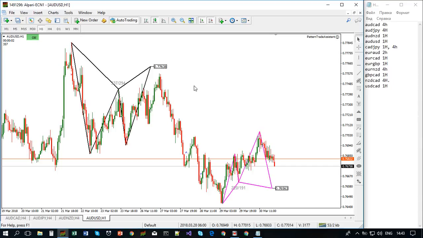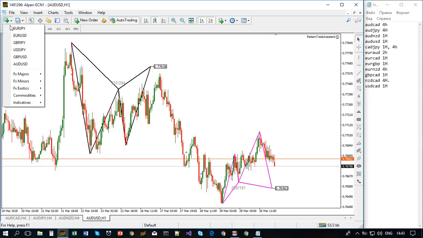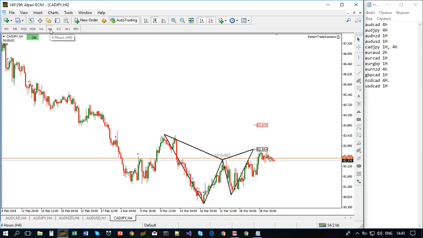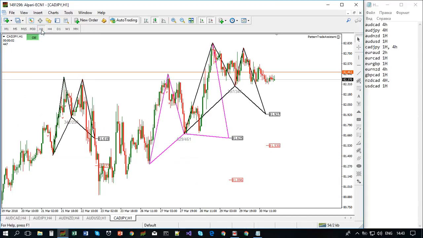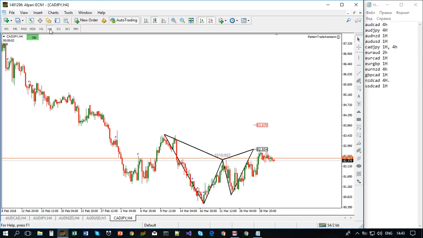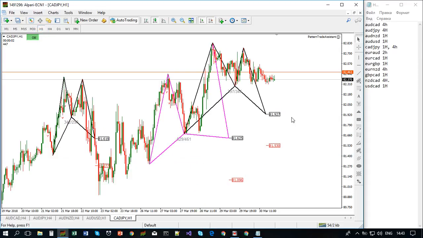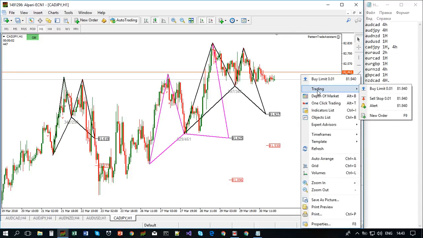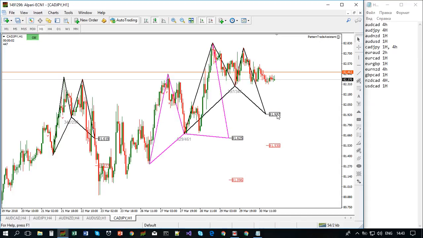Then we have CAD yen 1 hour, Canadian CAD JPY 4 hour, 1 hour. Which one is the first to complete? Okay, it doesn't matter. If we create an alert here, right click, you see trading alert, and if price goes lower, I will be notified.